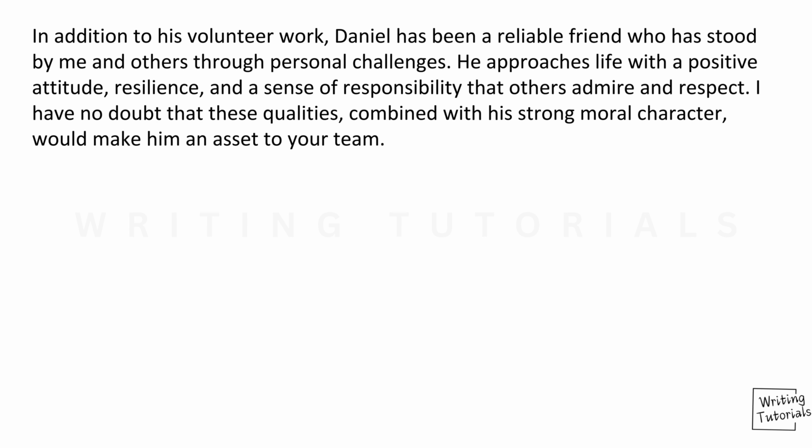The next paragraph wraps up the body of the letter by expressing Olivia's full support. She writes, "I have no doubt that these qualities, combined with his strong moral character, would make him an asset to your team." Here, Olivia is clearly stating her confidence in Daniel, and that's exactly the tone you want. You can summarize and reinforce your support, making it clear that you genuinely believe in the person's abilities and character.